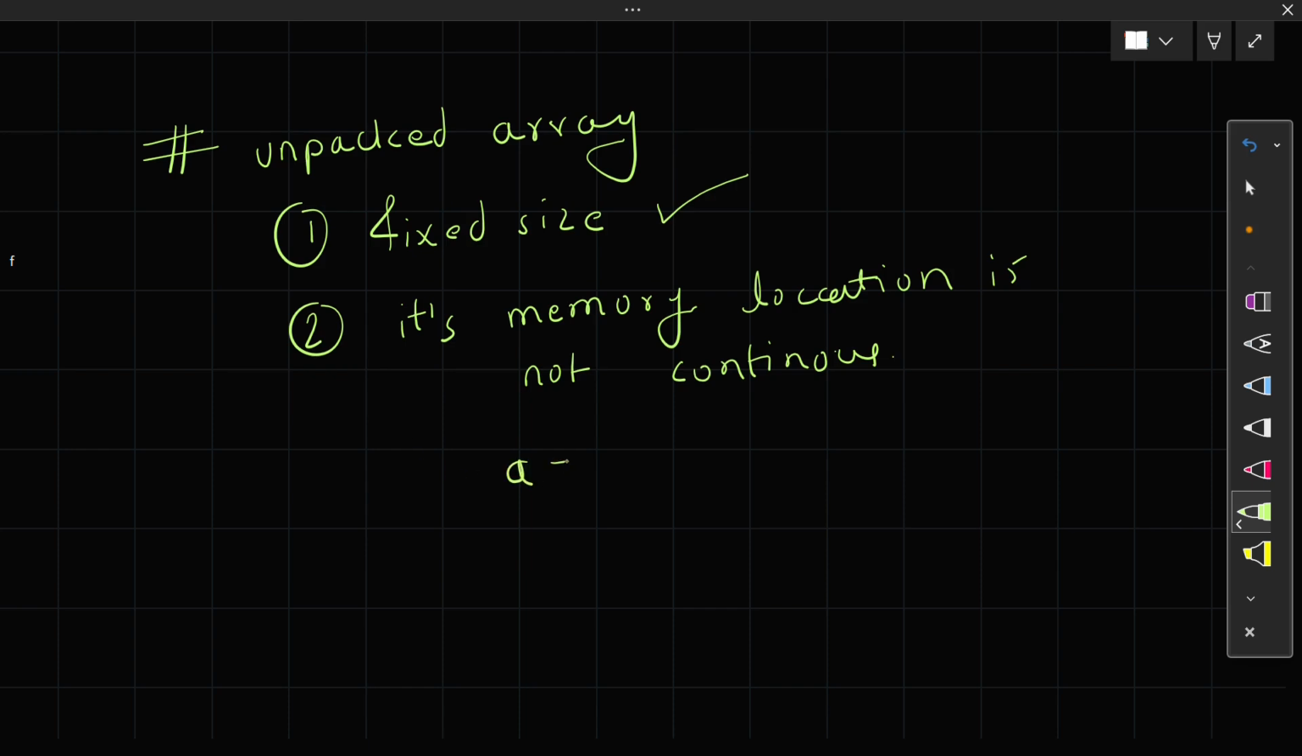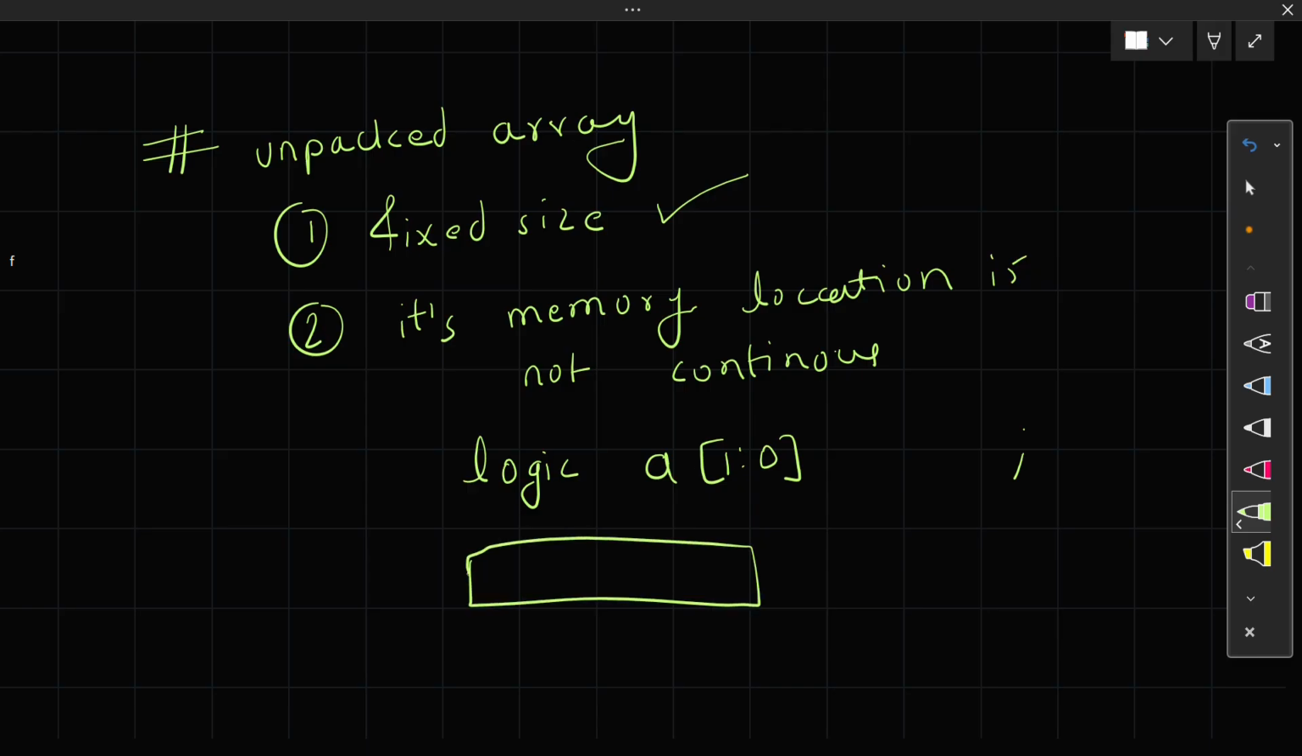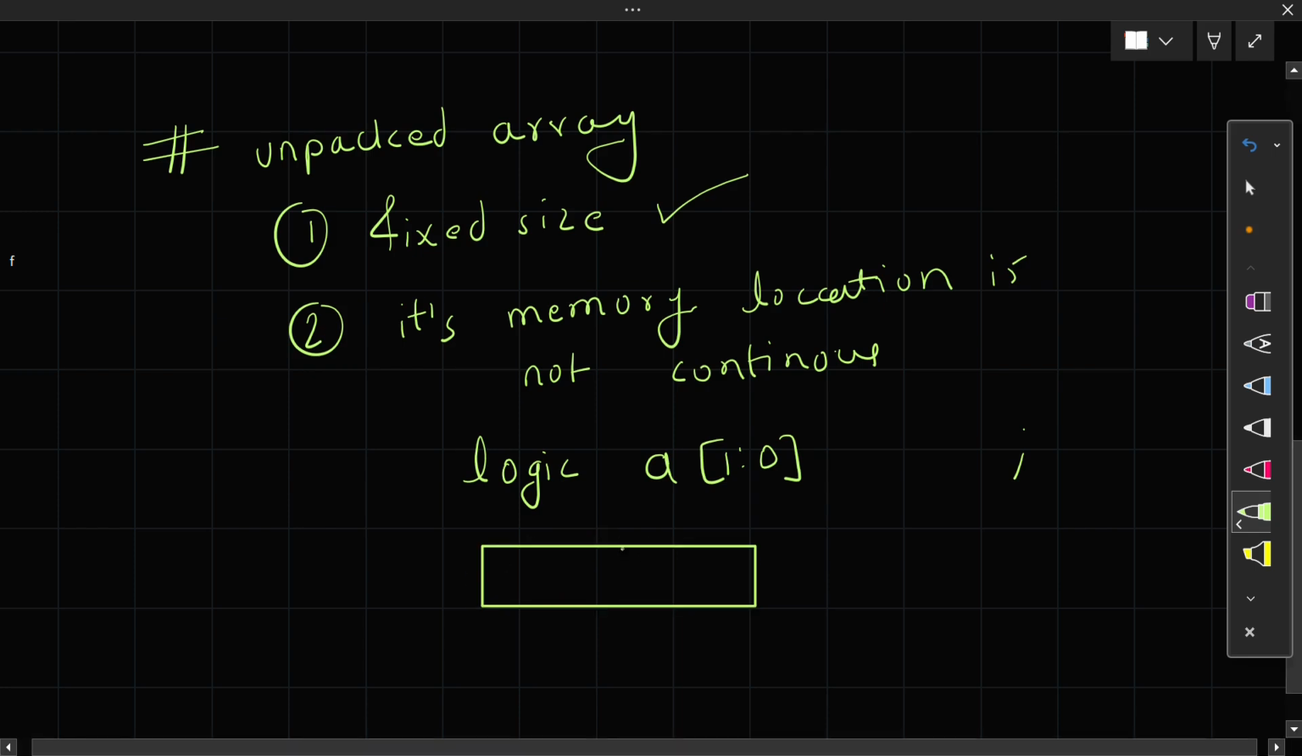So first of all, I will also explain this with an example. If A is an array, I will explain with this example. Logic A. Now how we declare our unpacked array is here. We declare on the right side of our variable the size of the array. Now this is our memory, and you have declared 1:0.